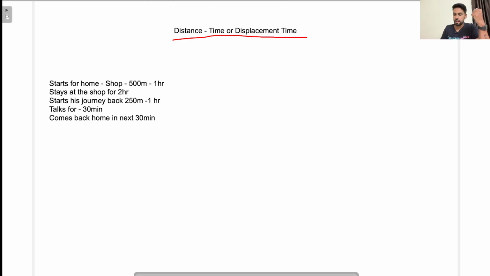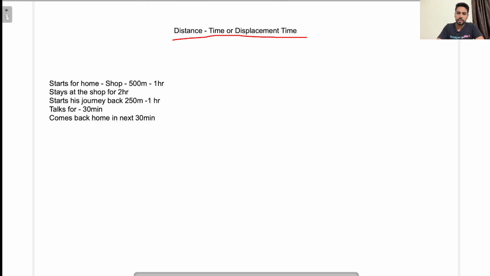Right? Now you understood this particular journey. It's a very simple journey. It's not a very complex journey. Now you are going to draw a graph for this, a distance time graph and a displacement time graph also.